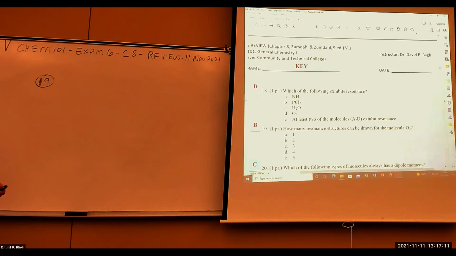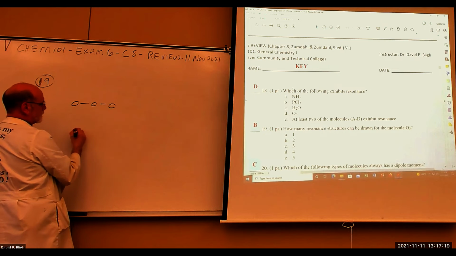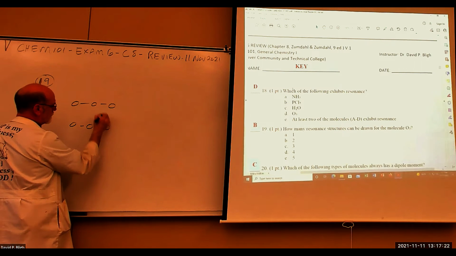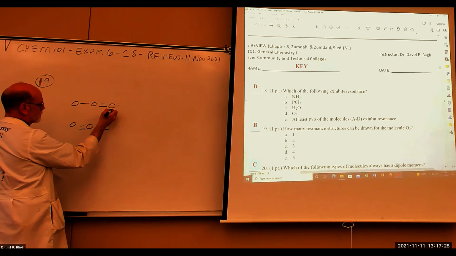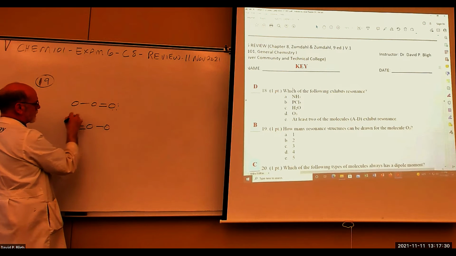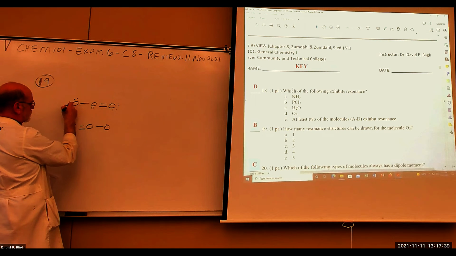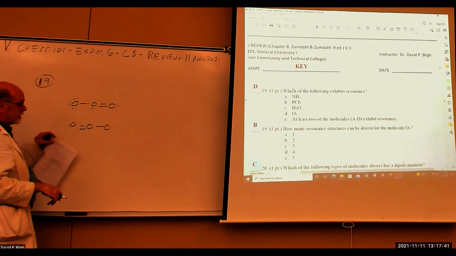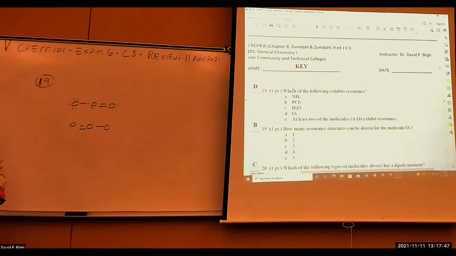How many resonance structures can be drawn for a molecule O3? We did that one earlier, right? We could have that one or that one. So we could put a double bond on this side, or we could put a double bond on this side, which means there are only 2 resonance structures possible for ozone.